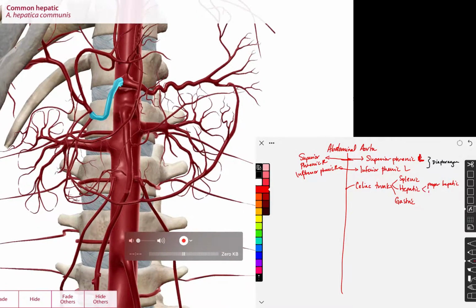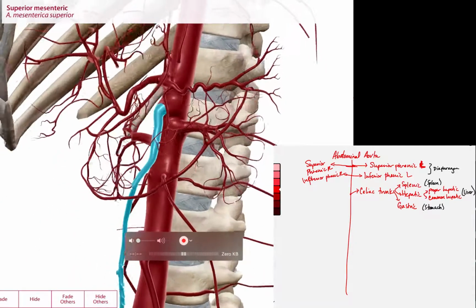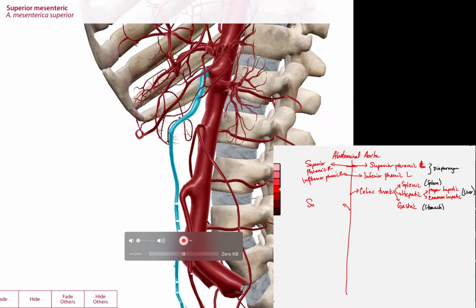Traveling further south, we now have the superior mesenteric artery. And the superior mesenteric artery mainly supplies blood to the northern parts of the intestines. The way that I kind of remember that that's what the superior mesenteric artery does is I kind of look at where it is.